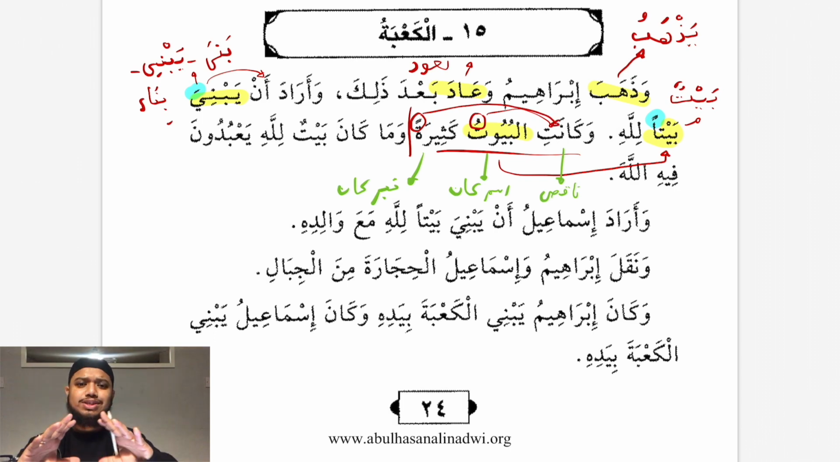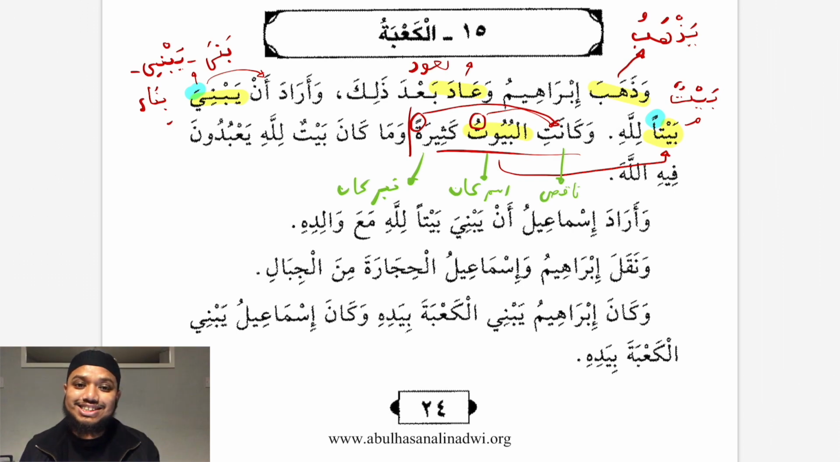And now we move on to the next sentence. وَمَا كَانَ بَيْتٌ لِلَّهِ يَعْبُدُونَ فِيهِ اللَّهَ. وَمَا كَانَ, and there were no, بَيْتٌ لِلَّهِ, houses for Allah, يَعْبُدُونَ فِيهِ, worshipped therein Allah Kareem Azza wa Jal. And there was no house in which they would worship Allah Kareem Azza wa Jal.